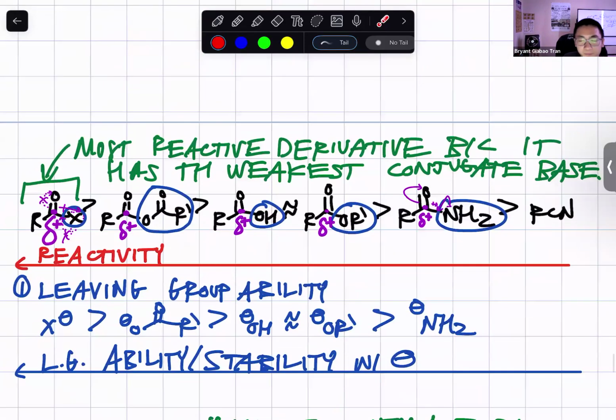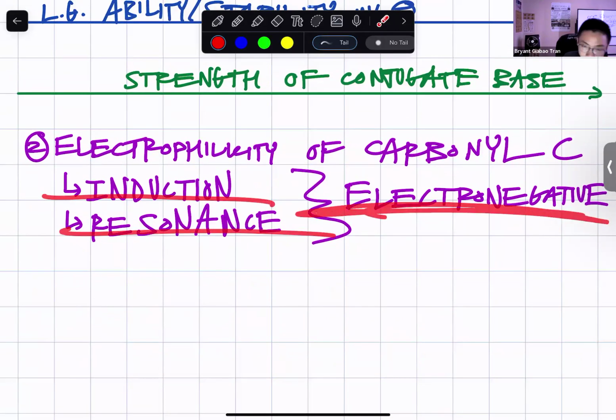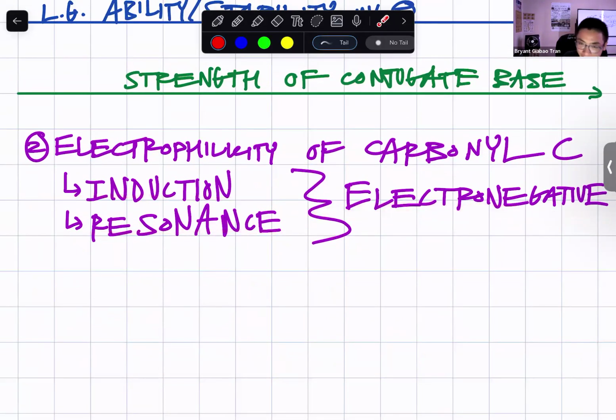Did that make sense? Yep. Right. And then oxygen is in the middle. Do the same explanation for induction and resonance, but the electronegativity of oxygen is in the middle, in between halogen and nitrogen.